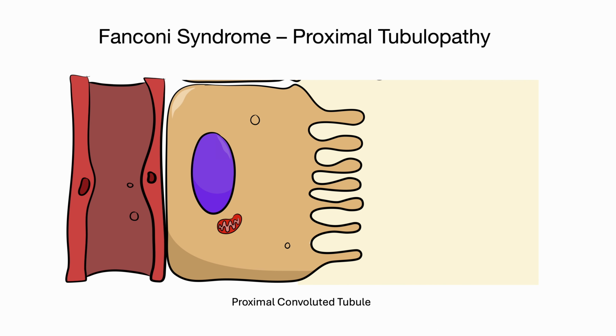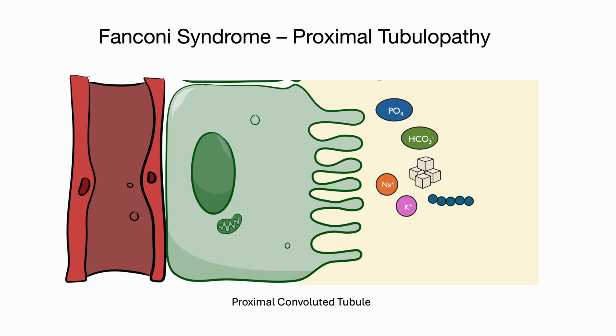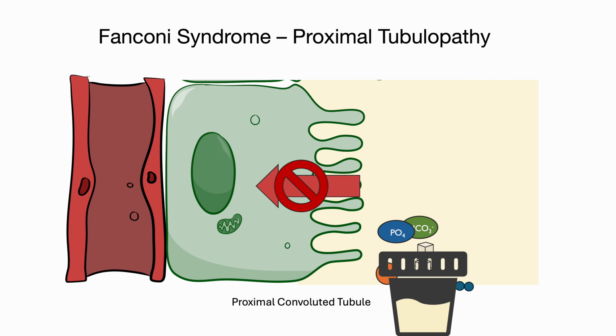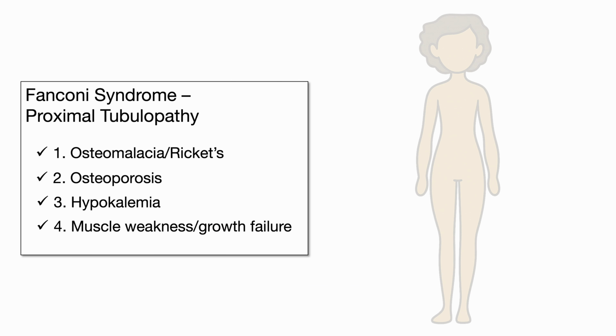It is common that a proximal RTA is a mere symptom of a greater proximal tubulopathy termed Fanconi syndrome, whereby there is a dysfunction of the proximal renal tubular epithelial cells, resulting in electrolyte, amino acid, glucose, and bicarbonate losses in the urine. In this setting, patients have a myriad of symptoms related to these ongoing losses, which includes osteomalacia and rickets, osteoporosis, electrolyte abnormalities like hypokalemia, and muscle weakness and growth failure in children.